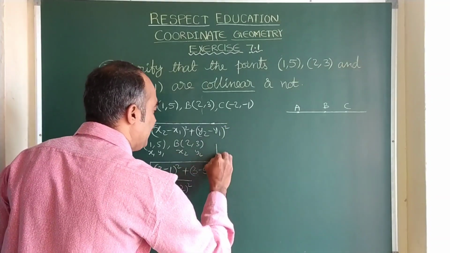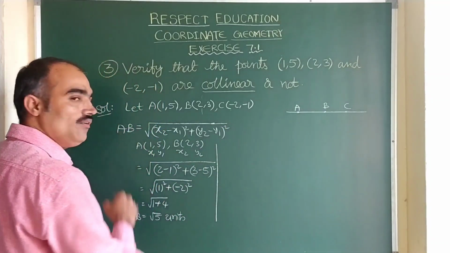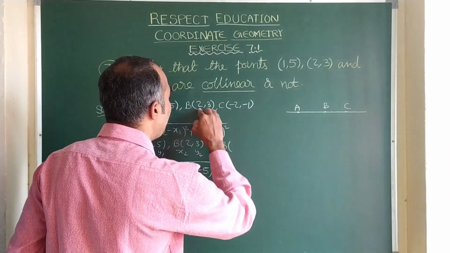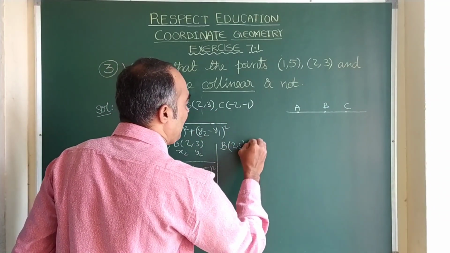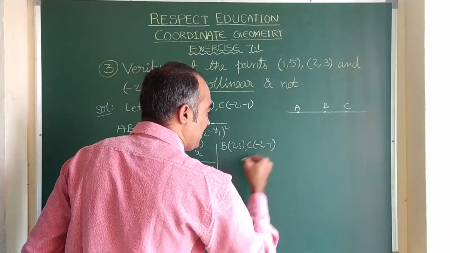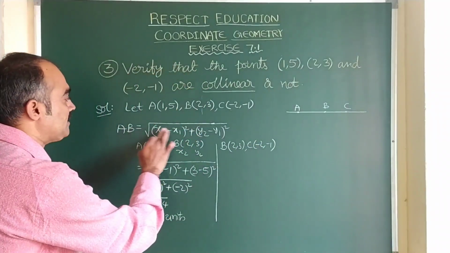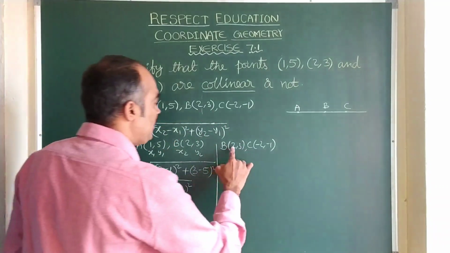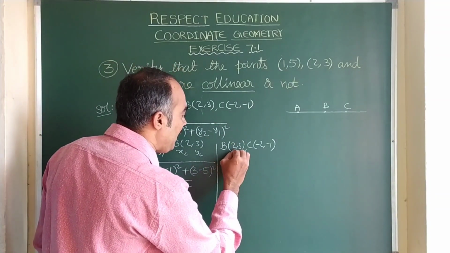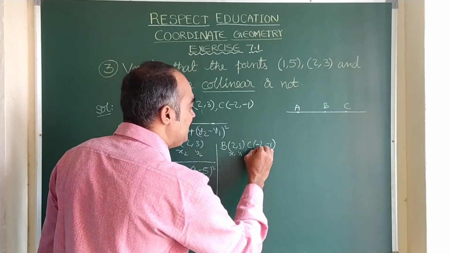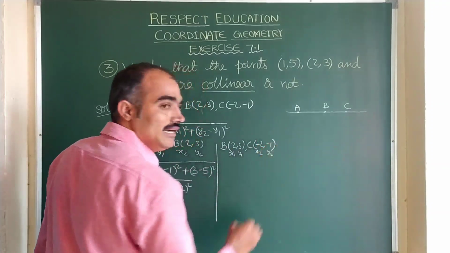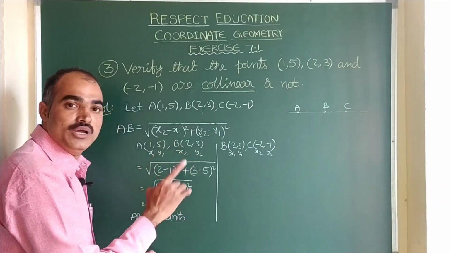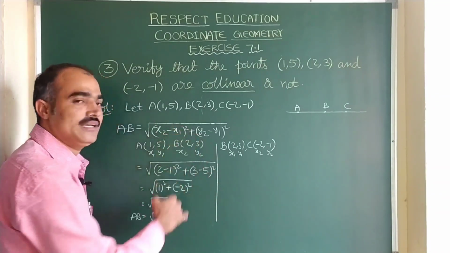Now AB is over. Now we can find BC. So here B (2, 3) and C (-2, -1). I am going to apply the same formula because the formula is the same for all the distances. So here I am taking B as x1, y1 and C as x2, y2. See, do understand, in the earlier case I had taken B as x2, y2 because that was the second point there.